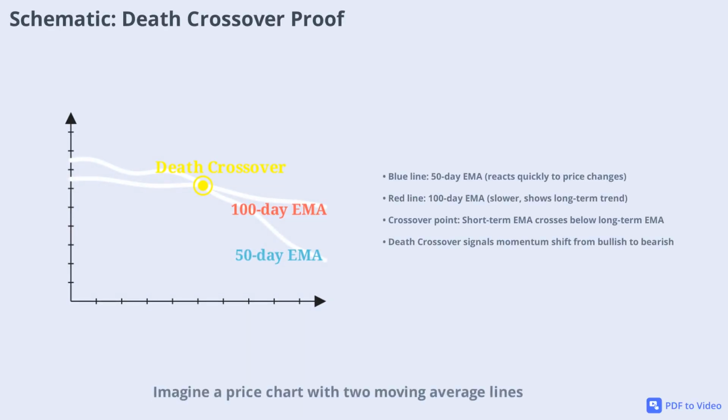Imagine a price chart with two moving average lines, the 50-day EMA and the 100-day EMA. As the stock's price declines, the 50-day EMA, which reacts more quickly, starts to slope downward and eventually crosses below the slower-moving 100-day EMA. This crossover point is the technical signal traders watch for, confirming a shift from bullish to bearish momentum. The schematic helps visualize how the crossover forms and why it's significant for market analysis.